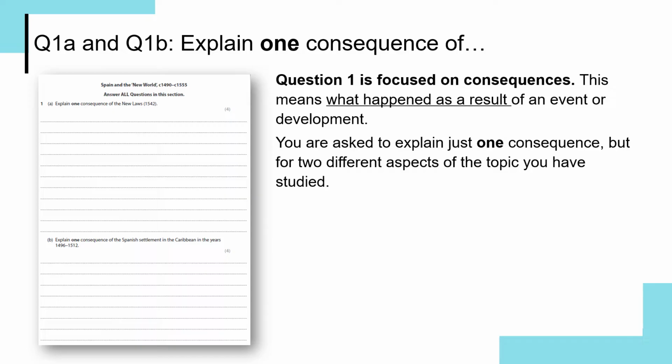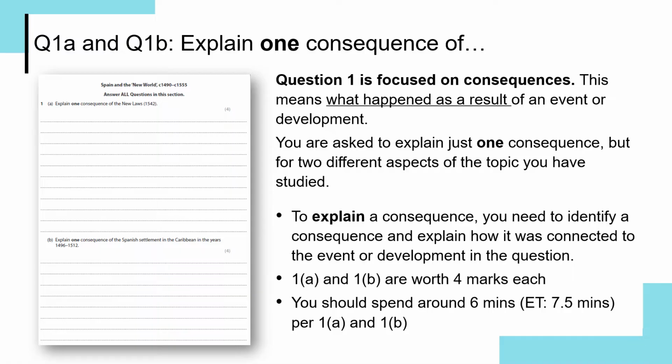Question 1 has a Part A and Part B, and they're focused on consequences. They begin, "Explain one consequence of." This means what happened as a result of an event or development. You were asked to explain just one consequence, but for two different aspects of the topic you have studied. You need to identify a consequence and explain how it was connected to the event or development in the question.